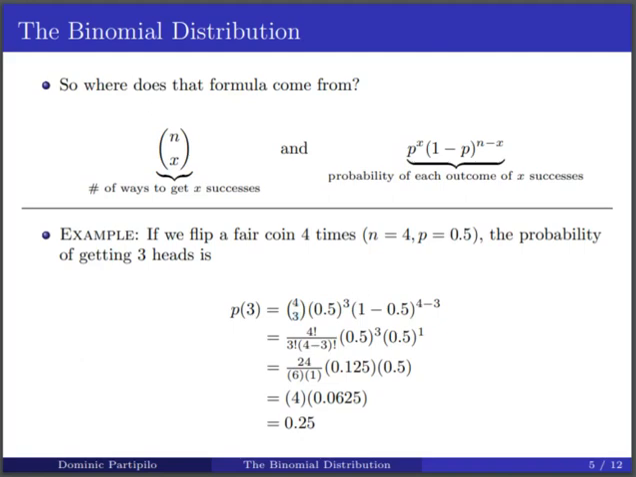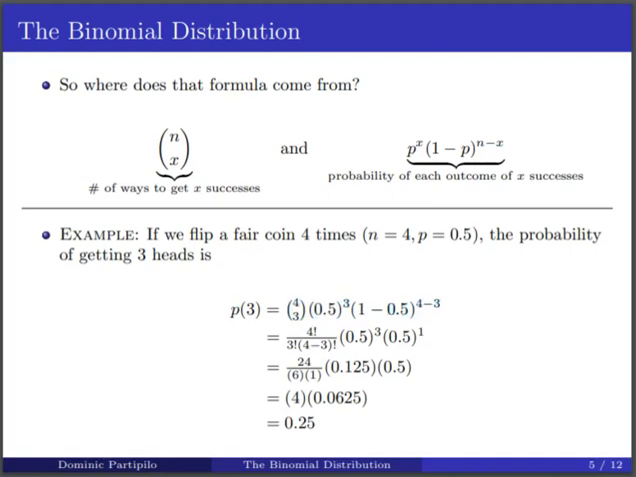Now the next part of the formula is p to the x times 1 minus p to the n minus x. We figured out that p is 0.5 because that's the probability of getting heads on one coin flip. And we know x is 3, and then we have 1 minus 0.5 raised to the 4 minus 3. So that's where this all comes from.